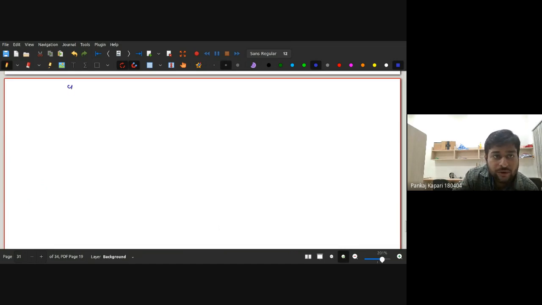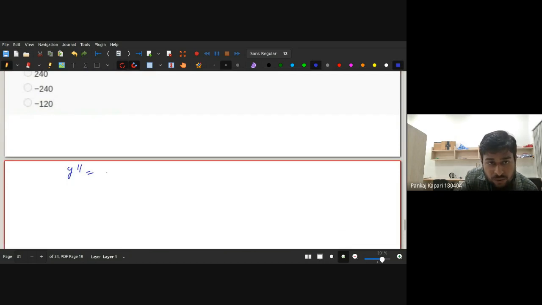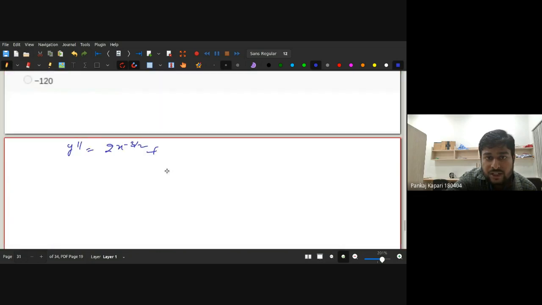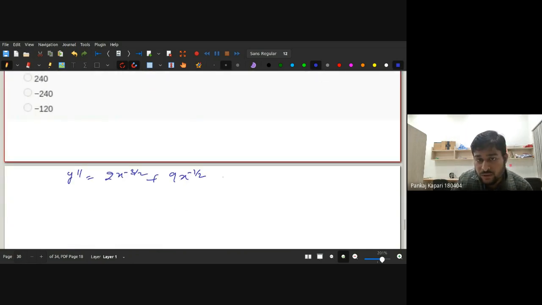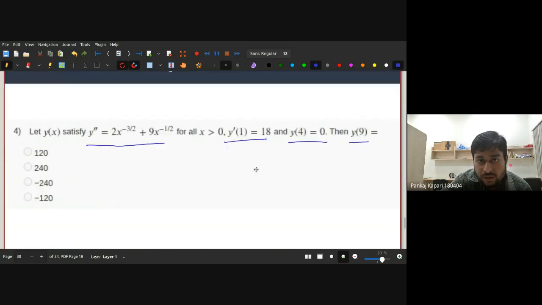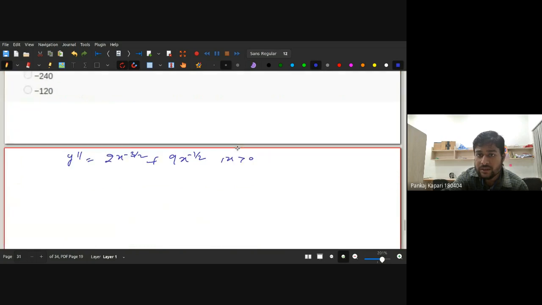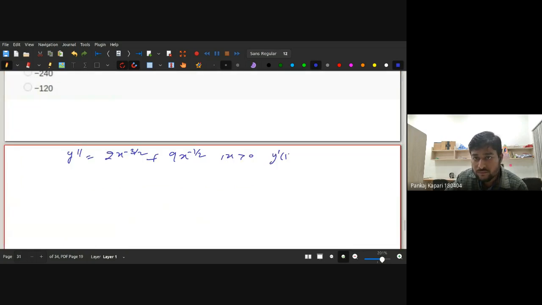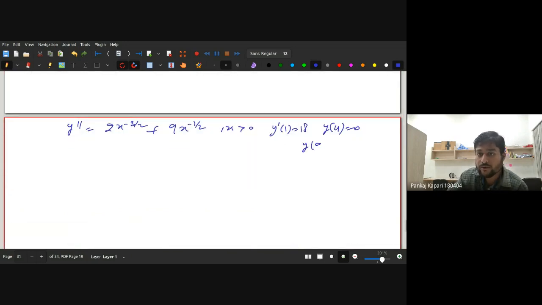So what is y double prime? Let me write all the information. It is 2 times x to the power minus 3 by 2 plus 9 times x to the power minus half, and then y prime. Here x is positive because the root function requires that, and y prime of 1 is 18, y of 4 is 0, and we have to find y of 9.